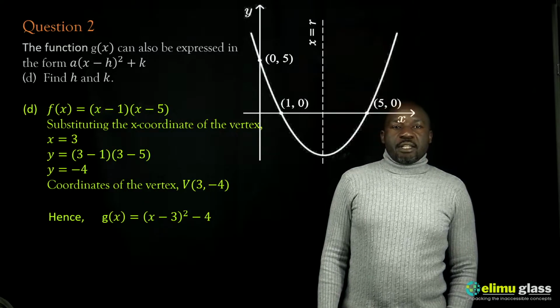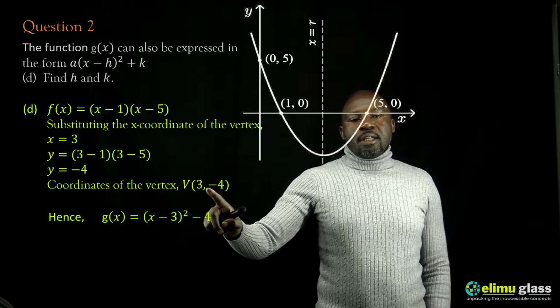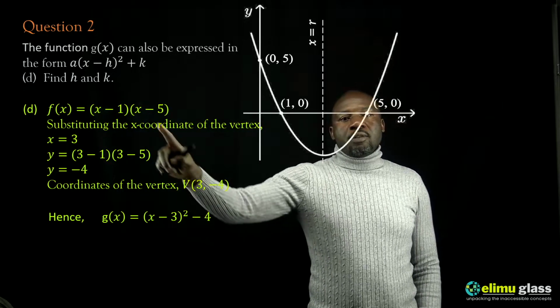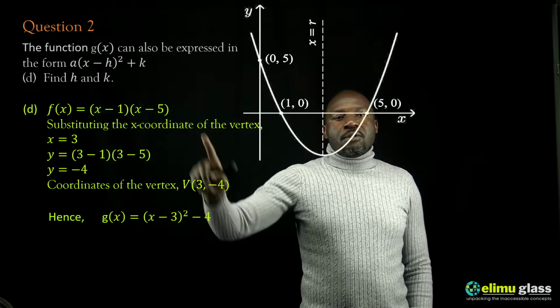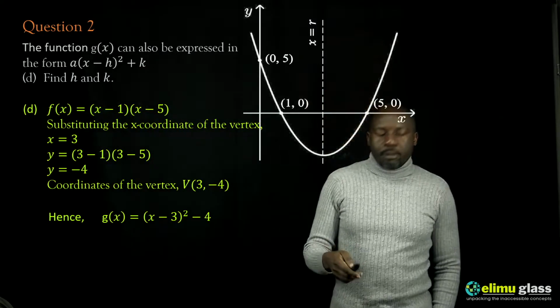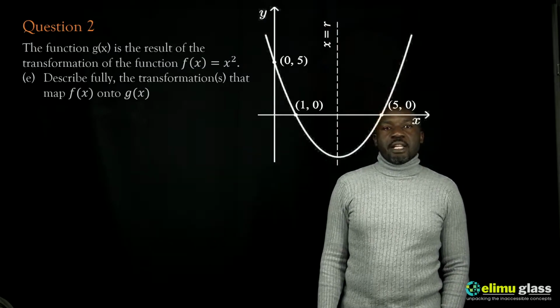Hence, g of x can now be expressed as, since we know that 3 there is the x-coordinate, which is the value of h, and minus 4 is the value of k. And so that's how we write the equation in the vertex form. I think this is the last part.